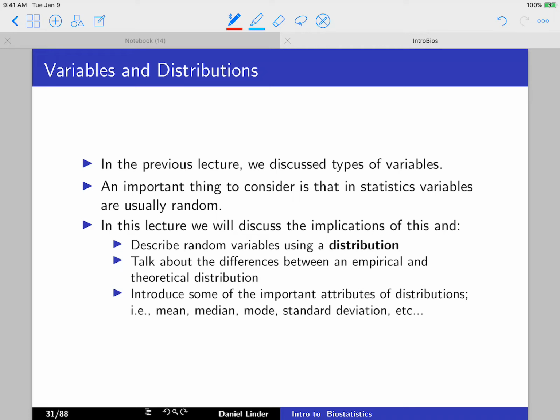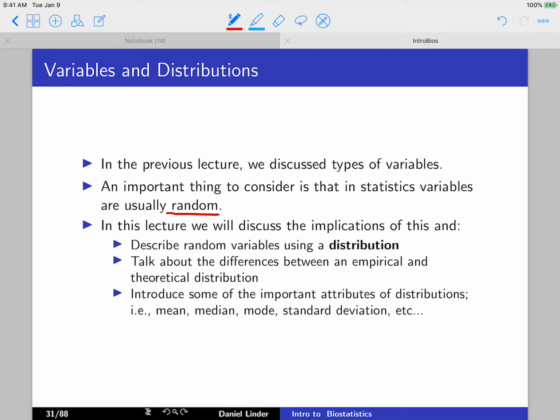An important thing to consider in statistics is that the variables we're typically interested in are so-called random variables. So the key word is that these variables are random. So it doesn't necessarily make sense to really think about a particular value of these variables. So you might be asking yourself, then how do you talk about these random variables? How do you describe random variables? How do you talk about the properties of random variables?